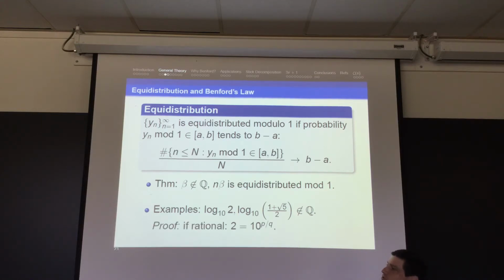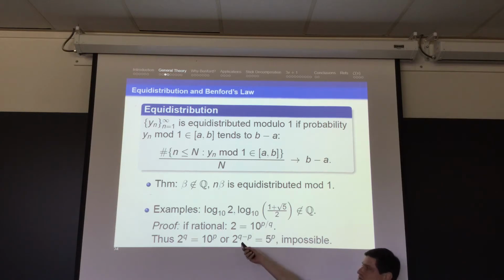So assume the log of 2 base 10 is rational. I can write it as p over q. I exponentiate to get 2 is 10 to the p over q. Well, 10 last time I checked was 2 times 5. So I get 2 to the q minus p is 5 to the p. The only way this can work, I can assume p and q are relatively prime, is p must be 0 and then q minus p must be 0. So the log of 2 base 10 equals 0 over 0. Okay, so the log of 2 base 10 is irrational.